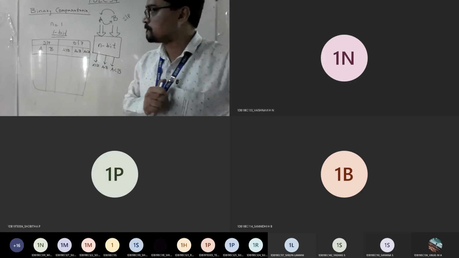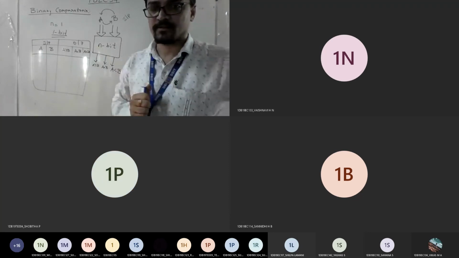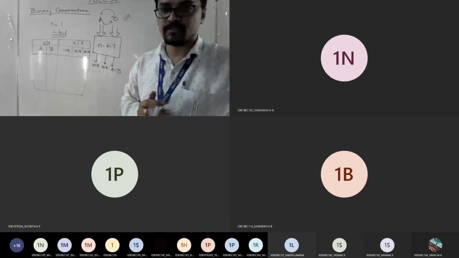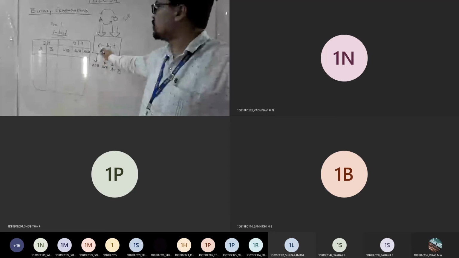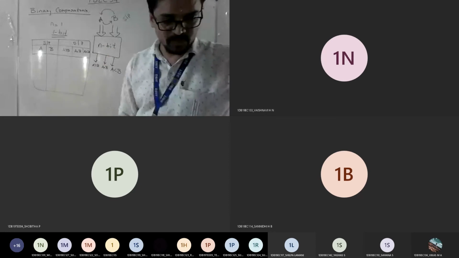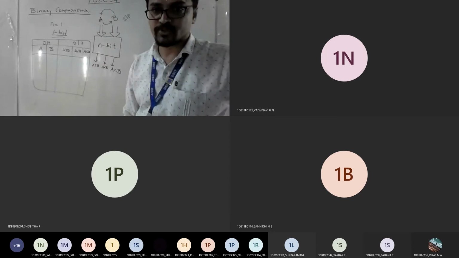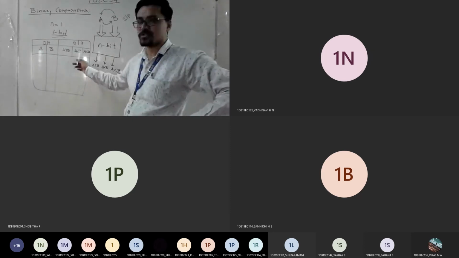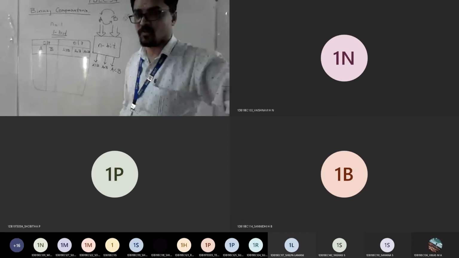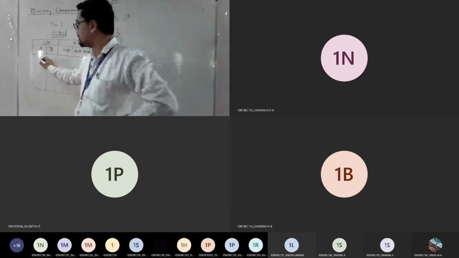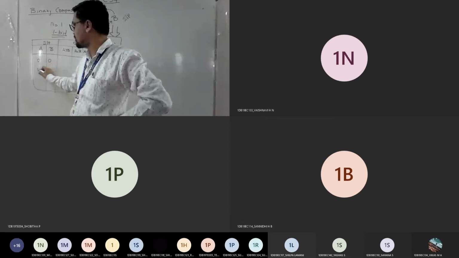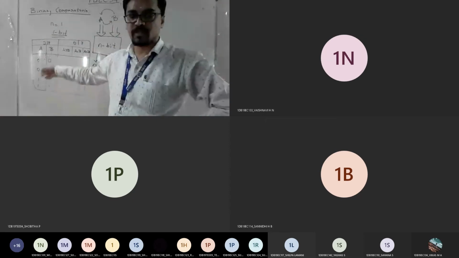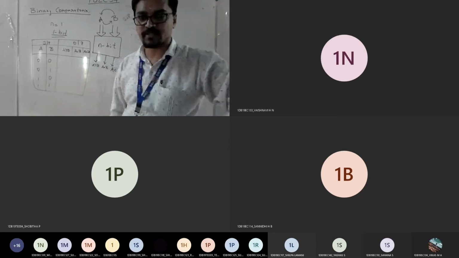If I ask you to design a 1-bit comparator, I have given n equals 1. What is the truth table? How many combinations can you get? I need to get three outputs, right? So what are the possible combinations if it is a 1-bit comparator? I can take 00, 01, 10, 11. These are the possible 1-bit combinations we can make.